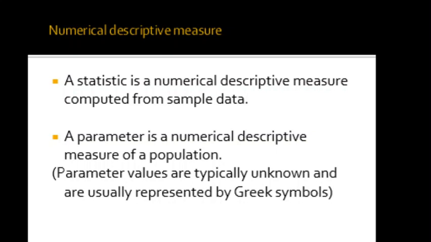Okay, let's look at what is the difference between when we calculate a descriptive measure for sample data versus when we do it for a population. When we calculate a descriptive measure from the sample, it's called a statistic, and it uses either regular alphabets or special characters to denote it. Whereas if we calculate the numerical measure for a population, it's called a parameter and is denoted by Greek letters. The parameters are typically unknown. It's the sample data that we have to calculate.